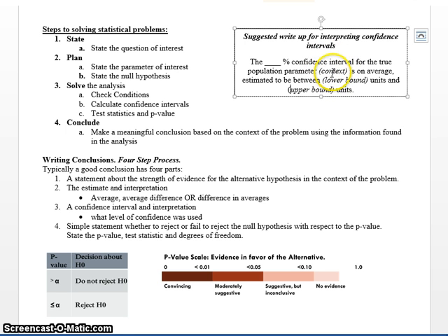The context of the problem is on average estimated between your lower bound with units and your upper bound with units. This will really help you push forward into the next section of the course, which is the hypothesis testing and the confidence intervals, if you have this part down.